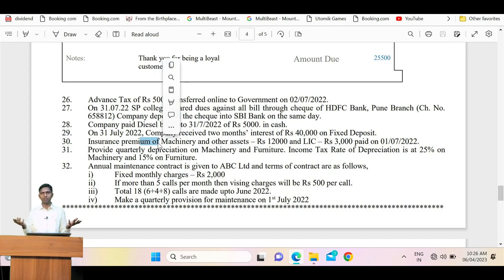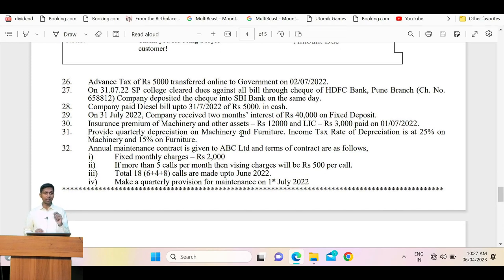For fire. That means for safeguarding our building, our machinery, then loss by theft, and pilferage insurance, so many types of insurance. Now two major types you will find: insurance related to business and insurance related to your own personal life. Here, you have paid the premium of machinery and other assets. This is the first part, and second, you paid the premium to LIC life insurance to safeguard your life. The two separate parts are there. The first is related to business, therefore we will record that insurance premium as expenses, and the second related to your life, we will assume as a personal expense and record as drawings in books of accounts. Then depreciation, also quarterly depreciation, is important.